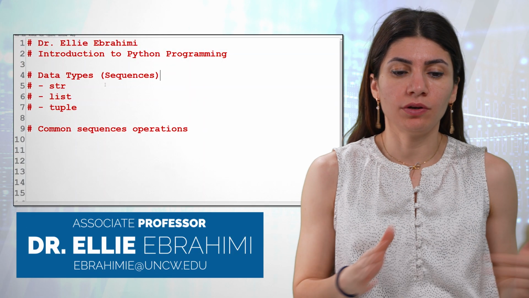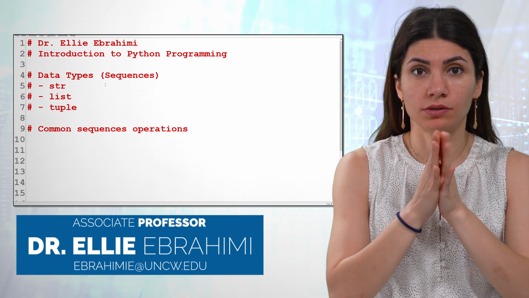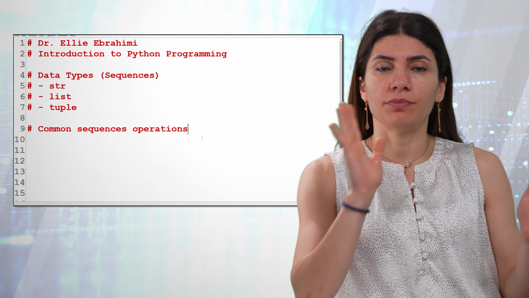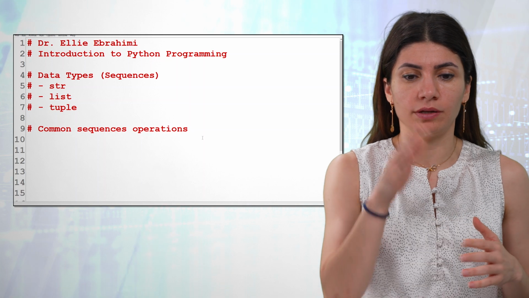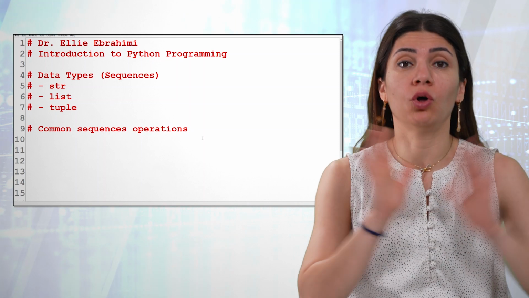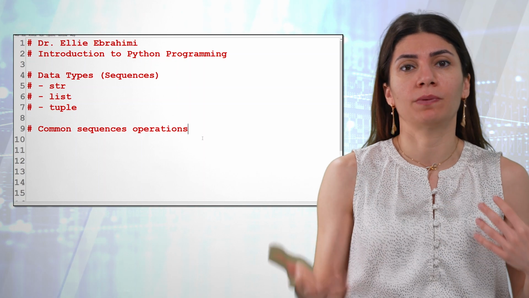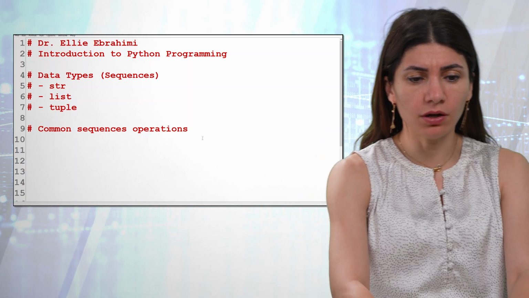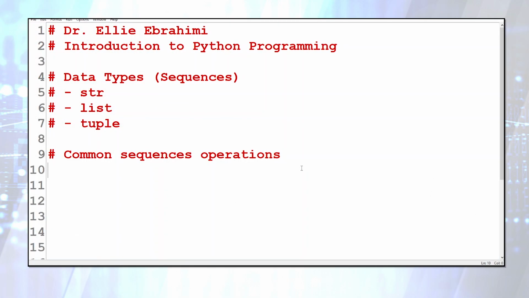We're going to continue with sequences, and we're going to talk about common sequence operations. There are some operations that you can apply to sequences that are common between all three of them. So if you have a string, list, or tuple, you can apply these operations on all three types of those values. So let's try to create three different sequences of the three different types that we have.